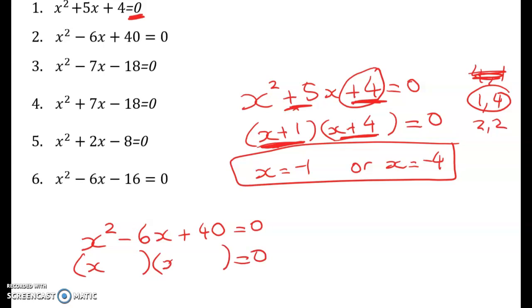We have an x times an x. The sign pattern has to be two negatives, and we want two numbers that multiply to give me 40 and have a gap of 6. No, we don't. We've got a plus plus pattern.